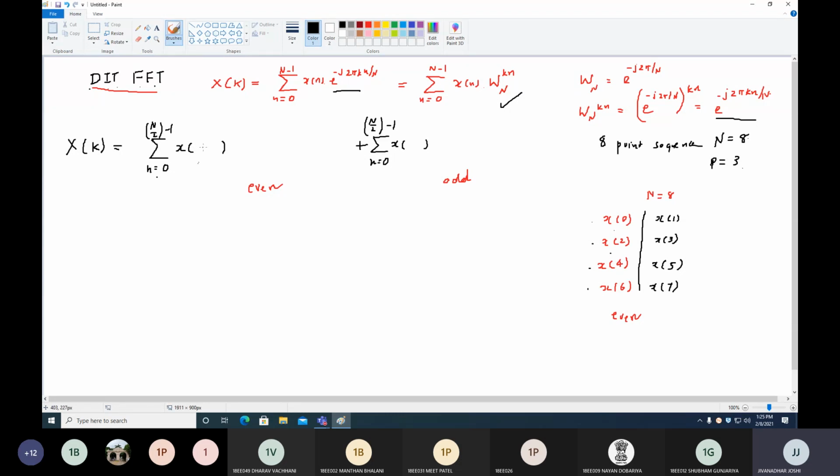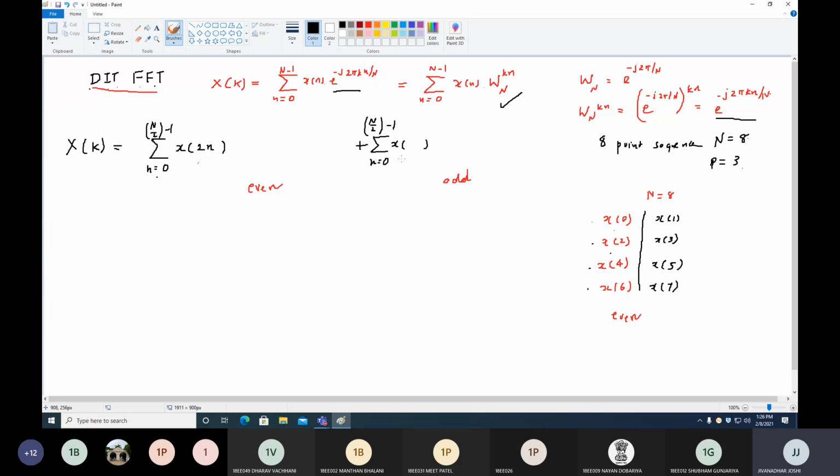So can you tell me something that can do this? 2n. Yes, it is 2n, right? For those who are not clear with 2n, just think about the index inside the bracket when n is equal to 0, when n is equal to 1, when n is equal to 2, and similarly when n is equal to 3. Is it picking up these values 0, 2, 4, 6? Yes, of course. So this is valid.